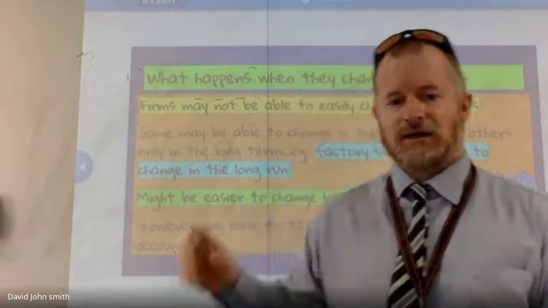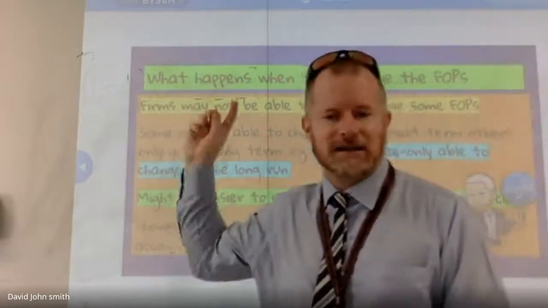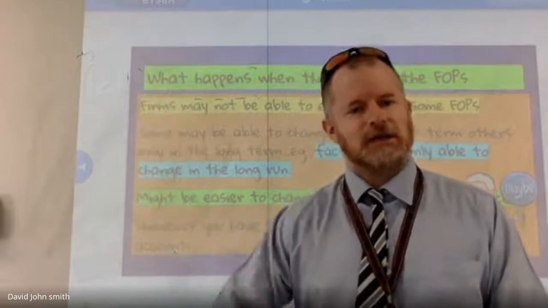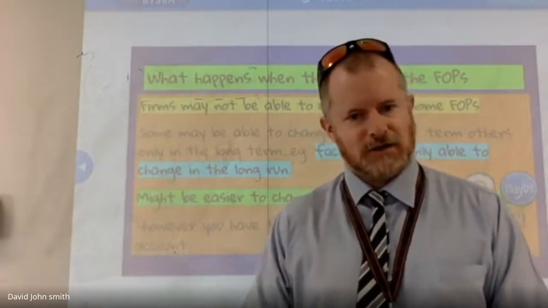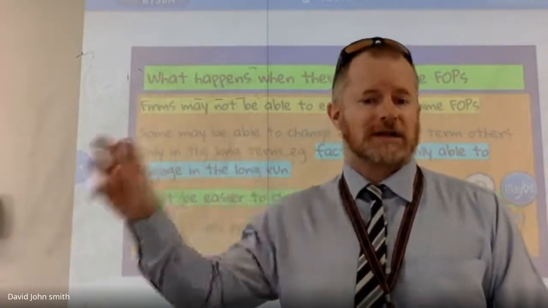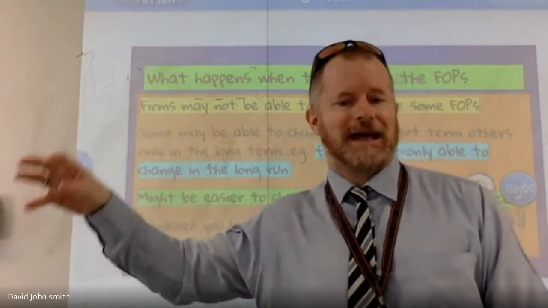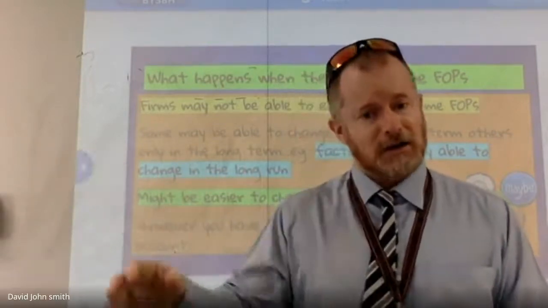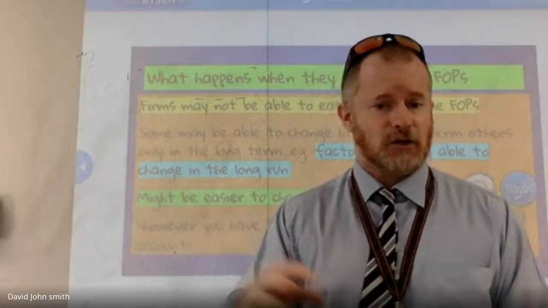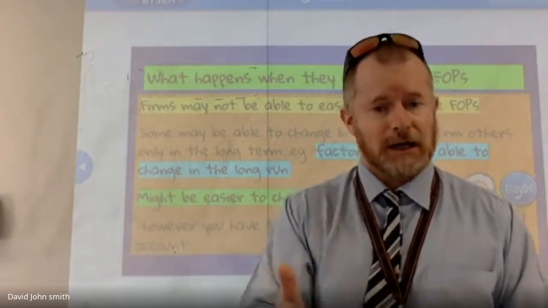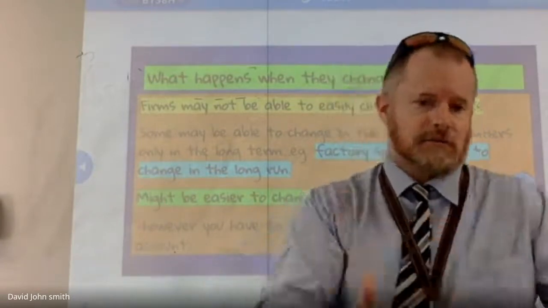So the takeaway here is that it isn't easy to instantly change your factors of production, and that you are going to need to take time to change some. Some are going to be relatively easy or easier to change quite quickly, like labor is easier than the capital goods.